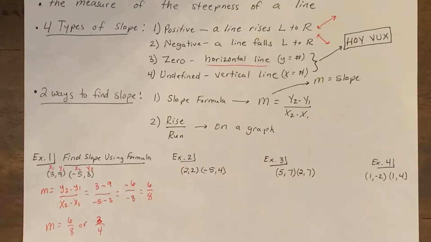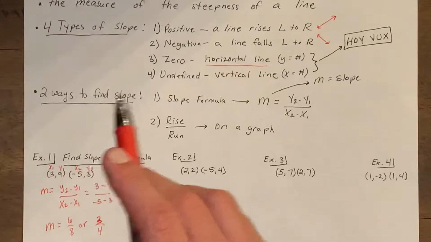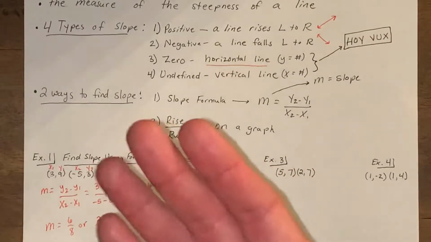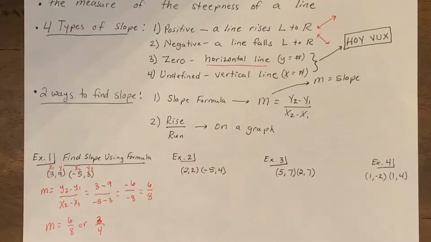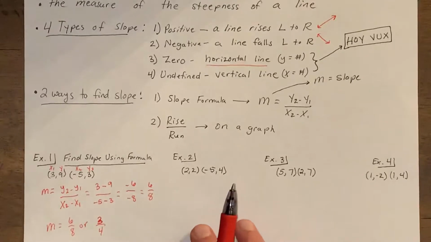The second way to find slope is by just looking at the graph. So if they gave us a line that's already graphed for us, we can do what's called rise over run. We could find 2 points that are on that line, and we go from one point to the other. We would go up or down first, that's rise, and then we'd go right or left, that's the run. So we'll see 4 examples of that on a graph in just a minute. But let's look at these examples right here.